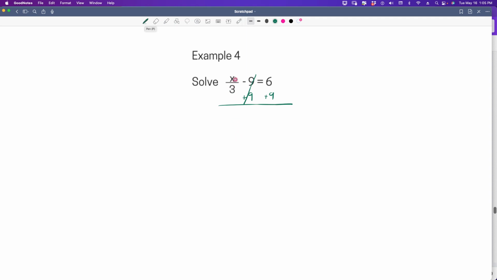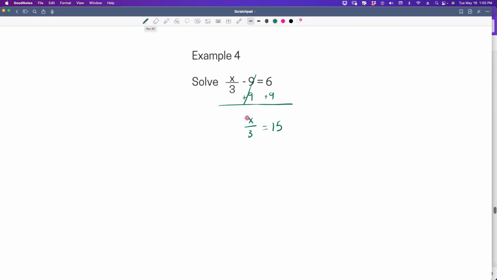So what you would end up with is x over 3 plus 0, which matters to nothing, so we just leave it alone. So now I just have x over 3 is equal to 6 plus 9, which is 15. So now I have a variable divided by 3. How do I get rid of that? How do I kick that out so that I can multiply by my reciprocal?